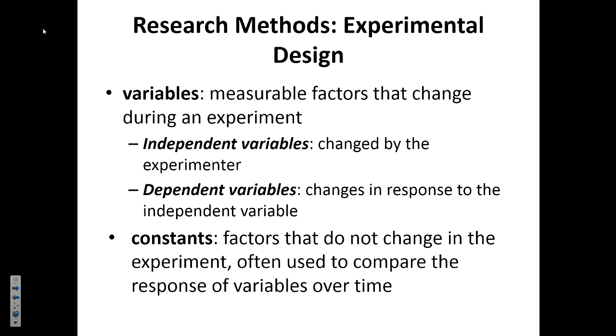When you do an experiment, you want to make sure that you have something that's called a constant. And a constant is something that's not going to change. It has to stay the same throughout the experiment so that you can compare your variables to the constant over time.